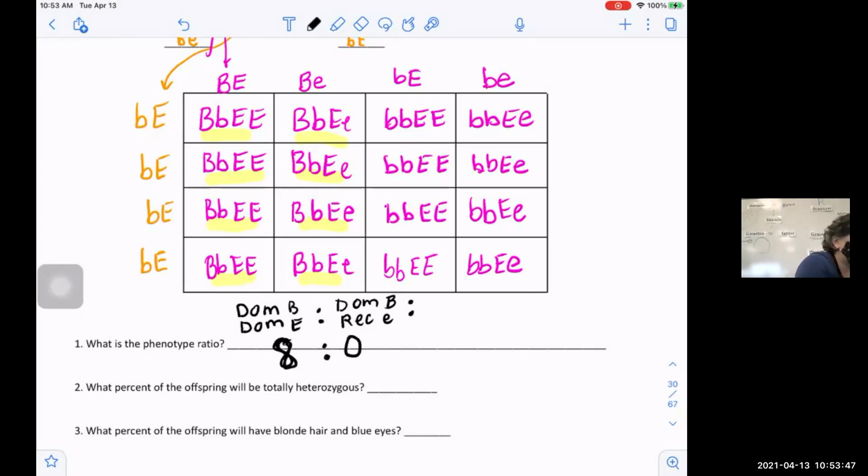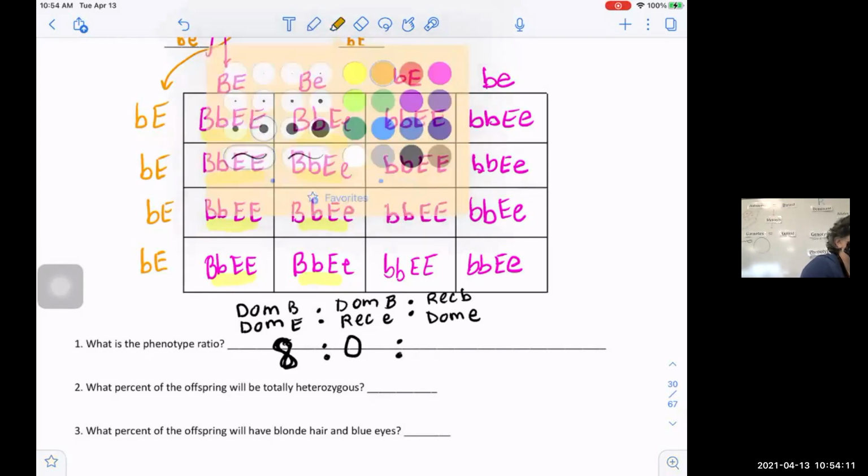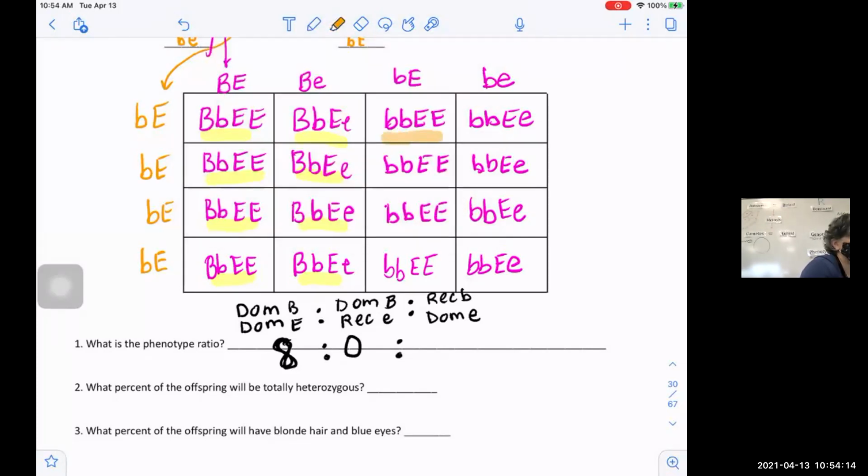So then our third number is how many are recessive for B and dominant for E. So it's the opposite of the second number. Are there only 4 or are there more? Yep, so we have one here and we have one here. And remember, because dad had the same gametes, all of the babies below are going to be the same. So there are 8.